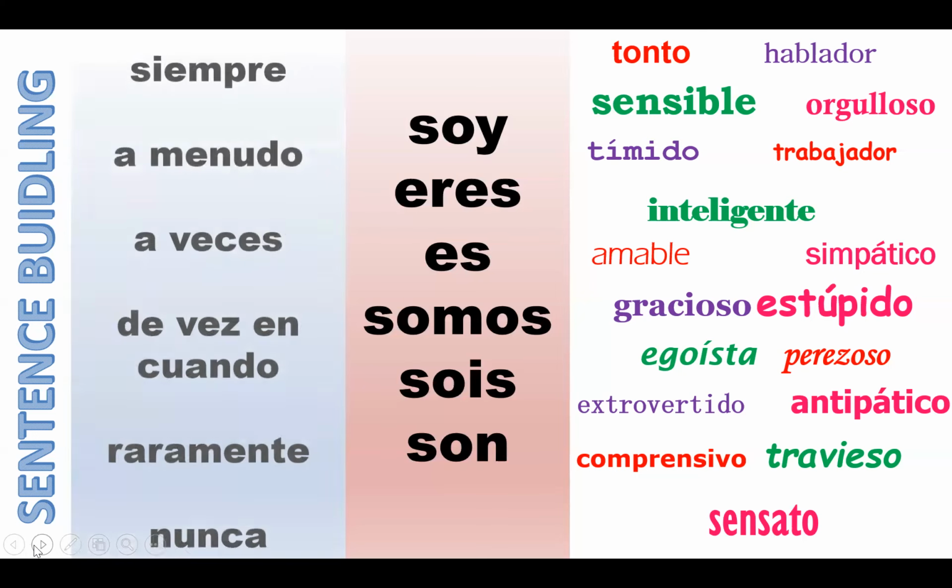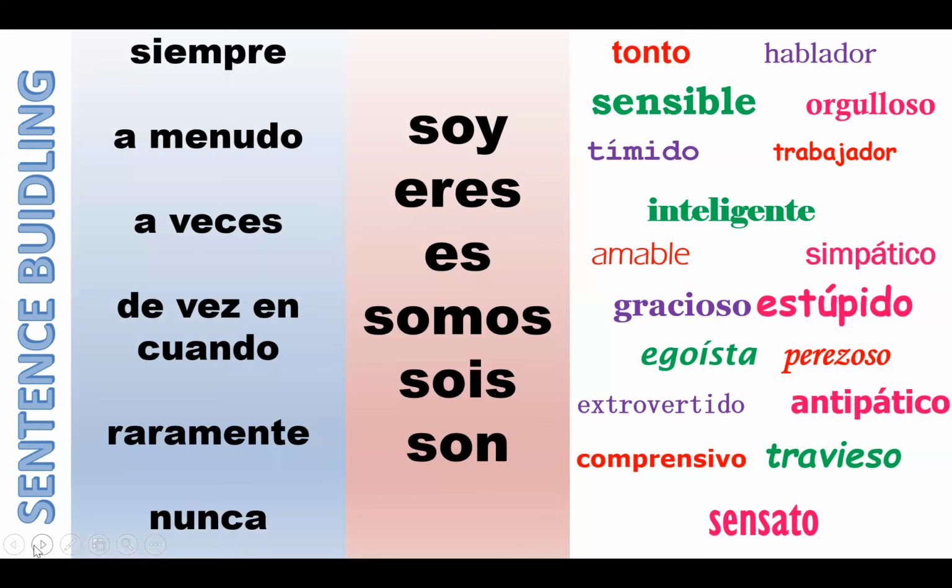Muy bien. So now on the left-hand side, I've given you another little chunk that you can add to your sentence building. These are frequencers. They tell us how frequently, how often, a particular personality trait in this case may be displayed. Siempre, a menudo, a veces, de vez en cuando, raramente, and nunca. Try them after me. Siempre, a menudo, a veces, de vez en cuando, raramente, nunca.